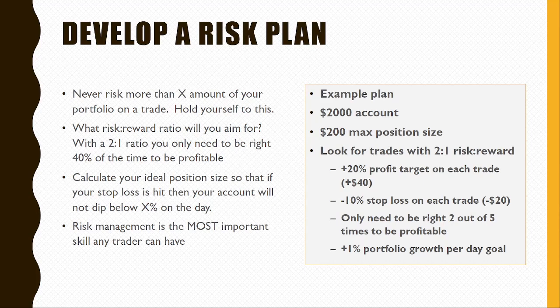So I've written up an example plan for a $2,000 account. The max position size is $200. So we want to look for trades with a 2-to-1 risk reward. So we're going to risk $20 to make $40. And we only need to be right 2 out of 5 times to be profitable. And ideally, we want to aim for 1% a day.